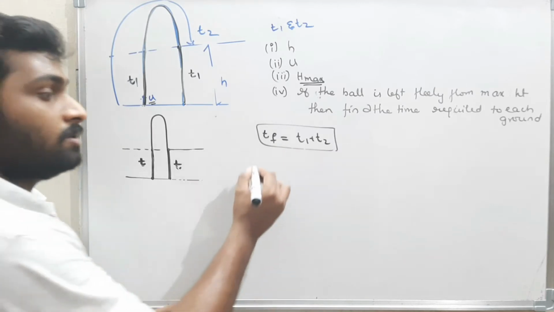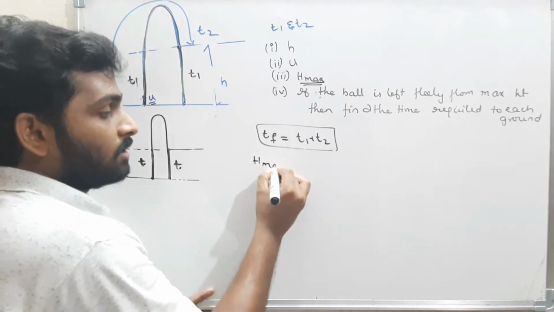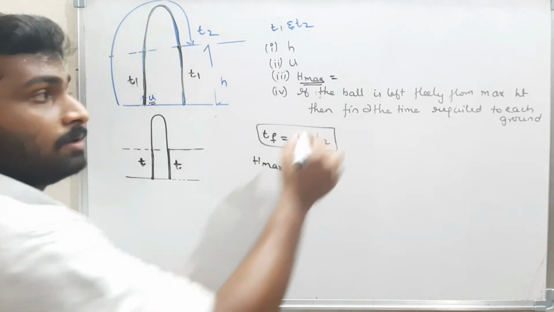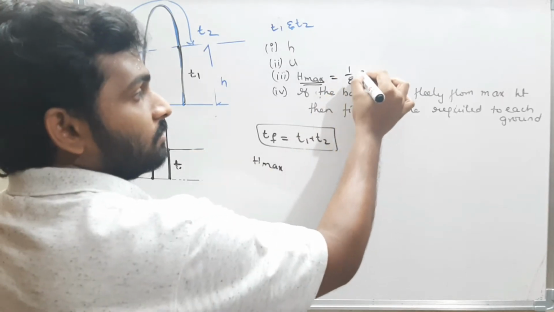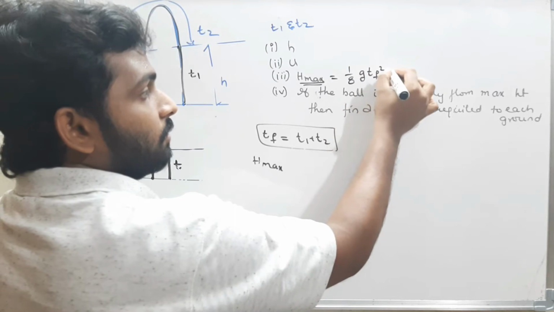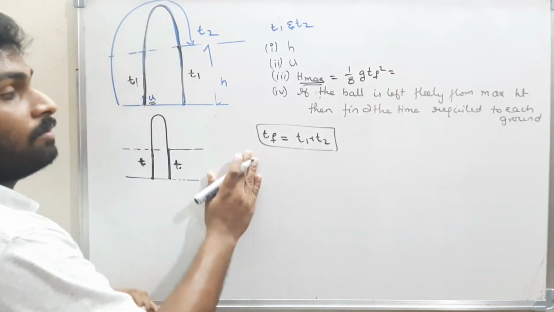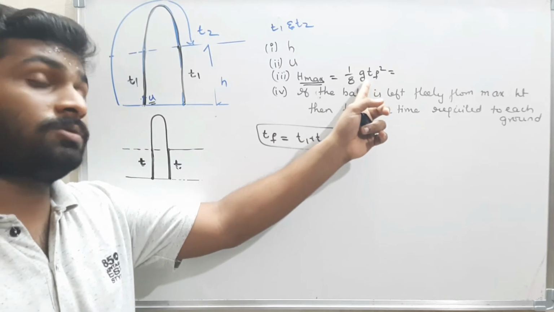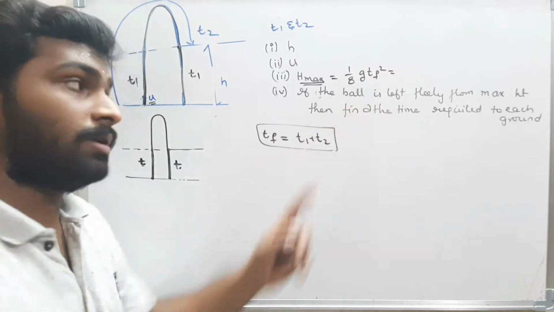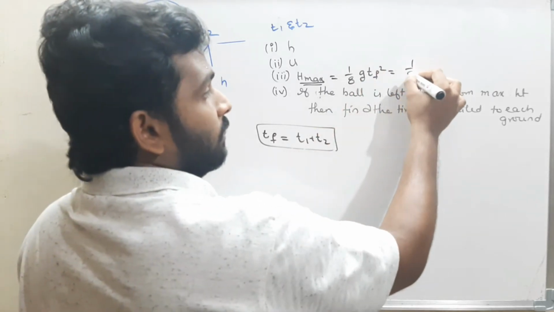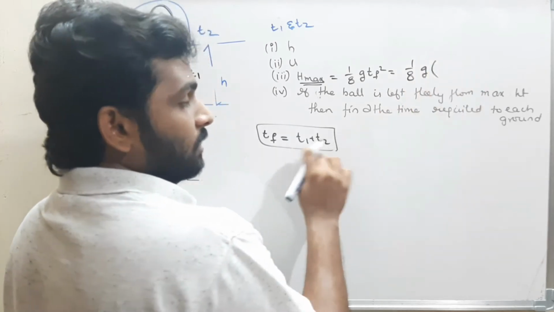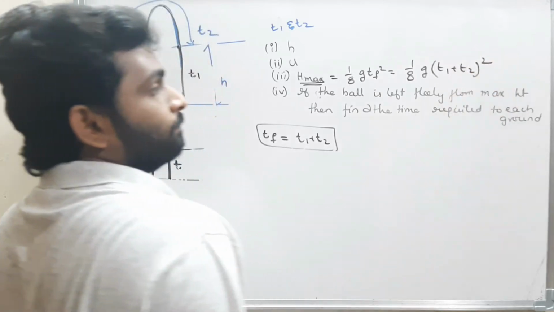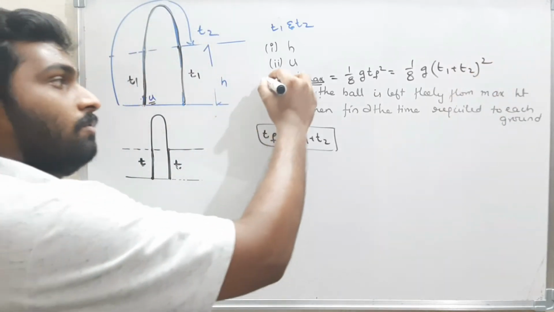Okay. Now what is the maximum height? What is the maximum height formula? I told you one formula for maximum height: 1 by 8 g tf square. That is the maximum height formula. 1 by 8 into g into time of flight whole square. Therefore 1 by 8 g, what is the time of flight? That is t1 plus t2 whole square. That is the maximum height. I got the maximum height. Well and good.